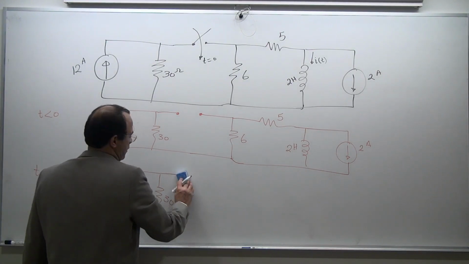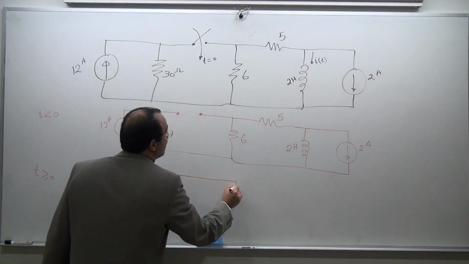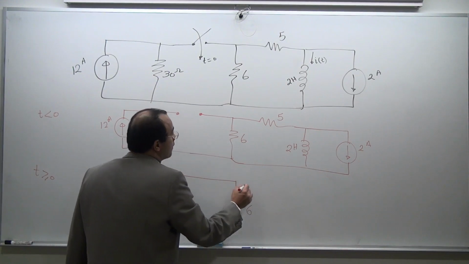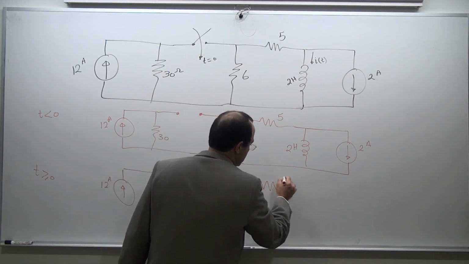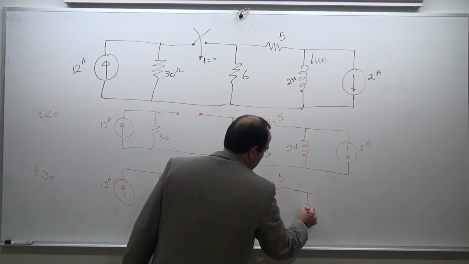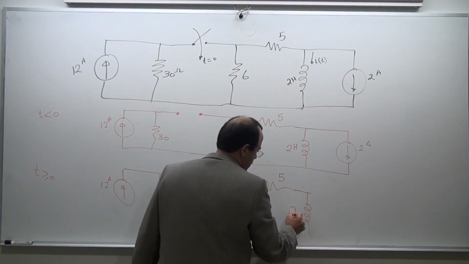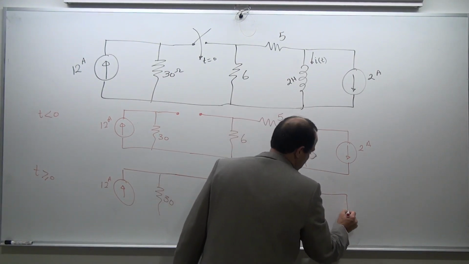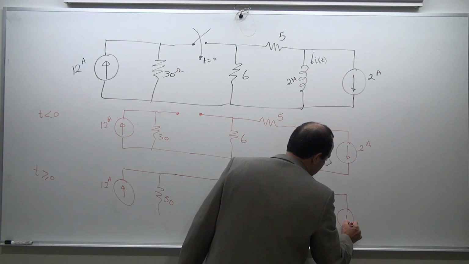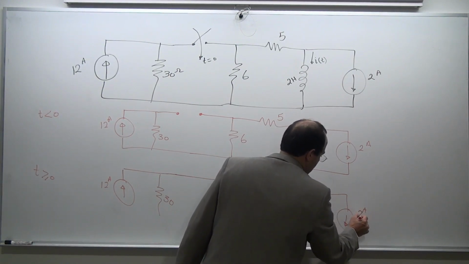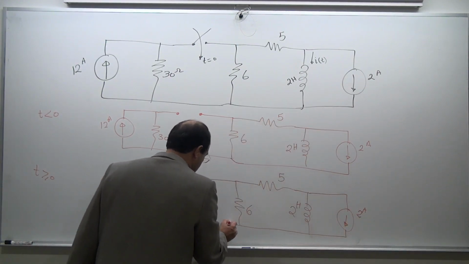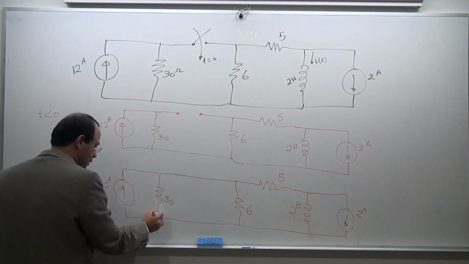Oops. The switch is closed. 6, 5, inductor, and the current source. Make sure you copy this properly and you don't make a mistake just by copying it. So that's what it is.